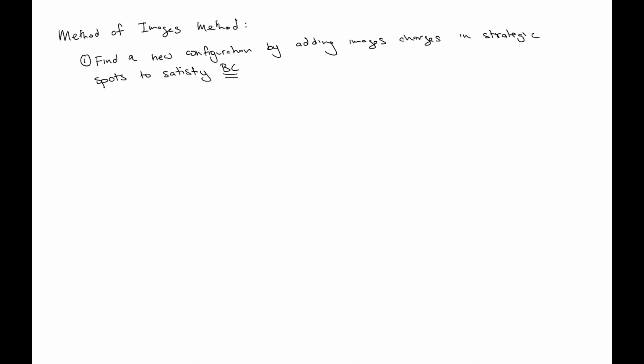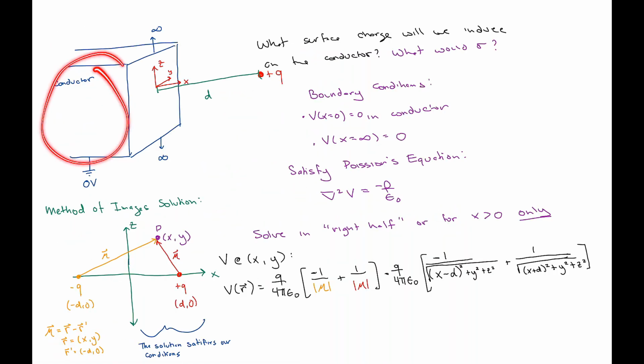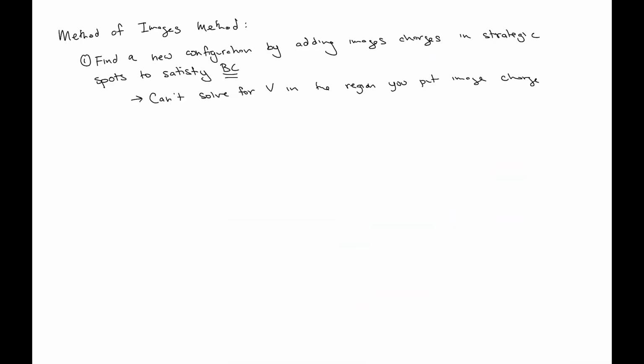The caveat to this is you can't solve for the potential in the region you put the fake charge. For example, I put the image charge in the region where x was less than 0. I couldn't have solved for the potential and gotten the right answer there, because in the real problem, there's a big conductor there. It's an equal potential in there, and it wouldn't look anything like just a negative charge in space, okay? So that's the first step.